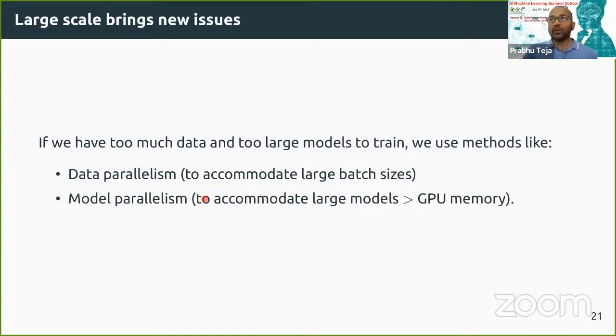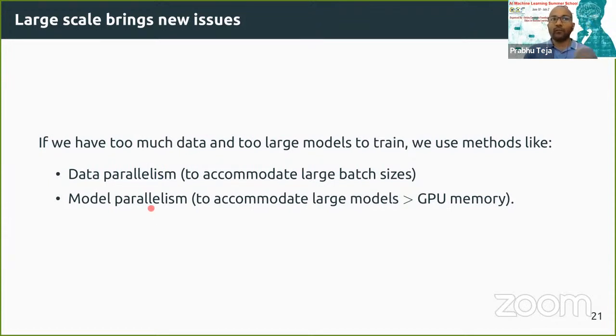Similarly, if the model is so big that it won't even fit on one computer, one GPU, one graphics card, we split the model so that it sits on multiple GPUs. This is called model parallelism. How to efficiently implement these are still open problems. People have made some headway into data parallelism, but model parallelism is something that people still work on.